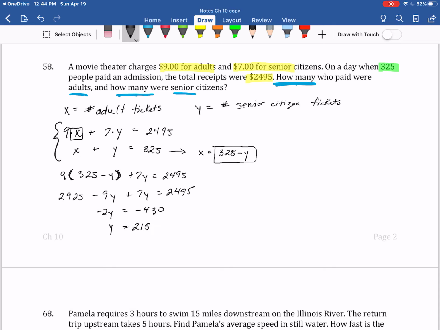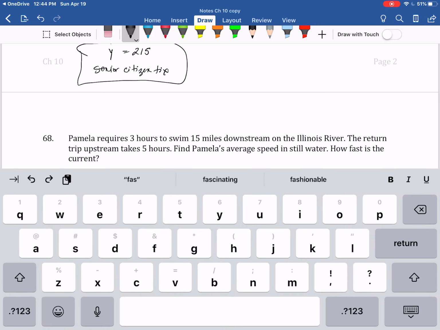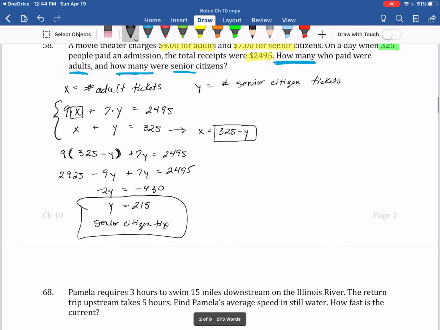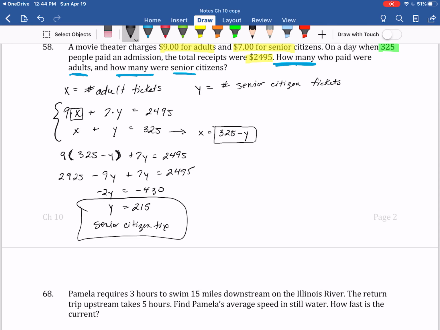So remember what y stands for. Y is the number of senior citizen tickets. So I'm going to write that here beneath my solution. And that's one of my answers. I also have to figure out how many tickets were sold to adults. Now you substitute the value 215 back into any of your equations that you have above that involve x's and y's, and you're going to figure out the solution for x.